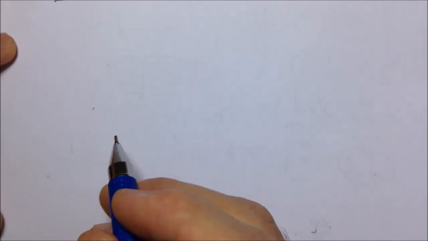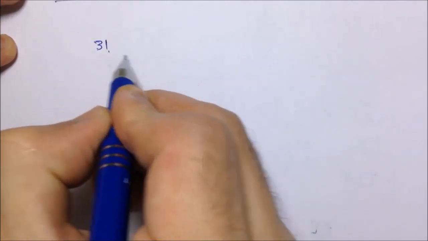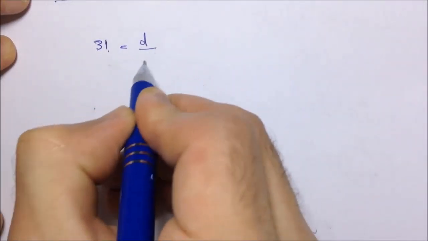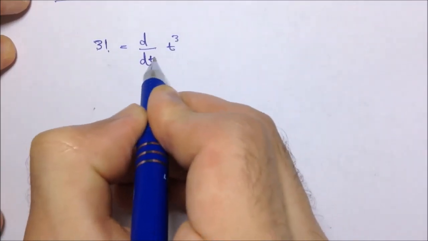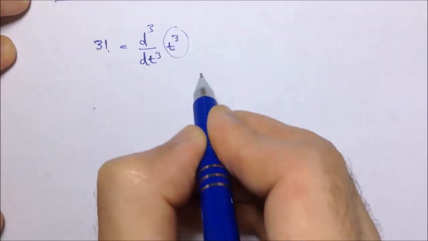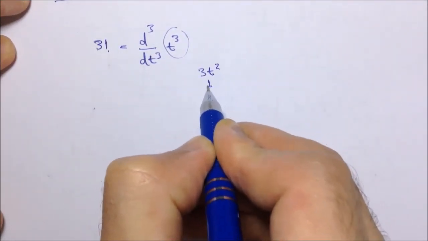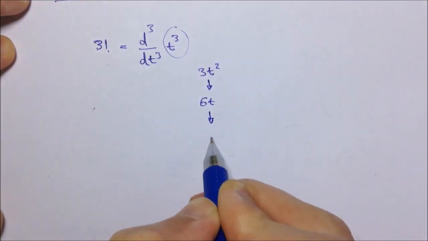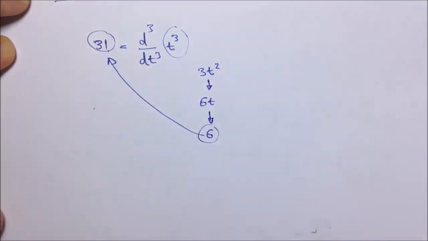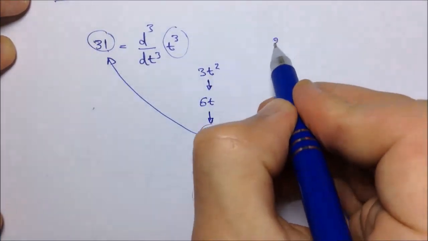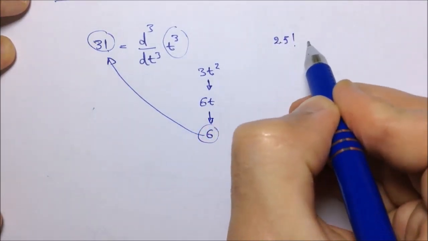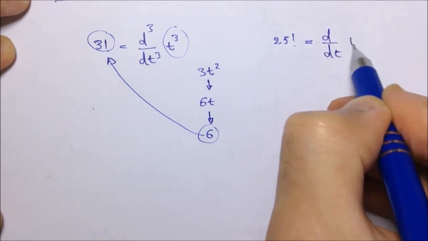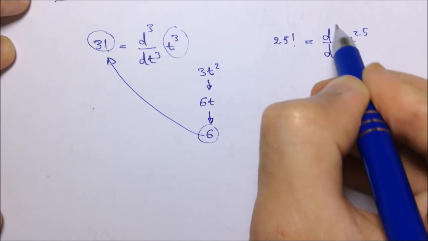Now, as I promised in the beginning, we're going to see how to find 2.5 factorial. The idea is to differentiate t raised to a power of n, n times. For instance, if you want to find 3 factorial, all you need to do is to differentiate t raised to a power of 3, 3 times. So the first derivative is 3 times t squared, and the second derivative is 6 times t, and the third derivative is 6, which is 3 factorial. So to find 2.5 factorial, all we need to do is to differentiate t raised to a power of 2.5, 2.5 times.